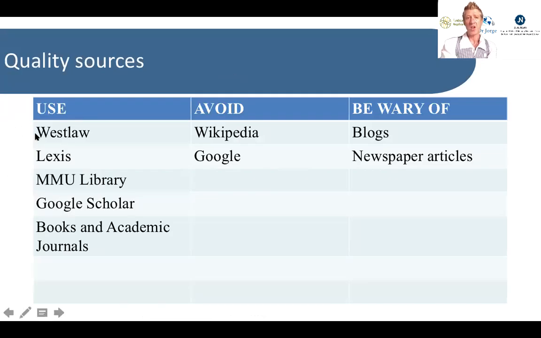Now, quality sources. You will have to use a set of search engines, Westlaw, LexisNexis, the library, Google Scholar, in order to get the online resources. Avoid Wikipedia and the regular Google, unless, and I'll explain an exception later. In terms of Google only, and Wikipedia, please avoid. And be careful with blogs and newspaper articles. And I'll explain now why.